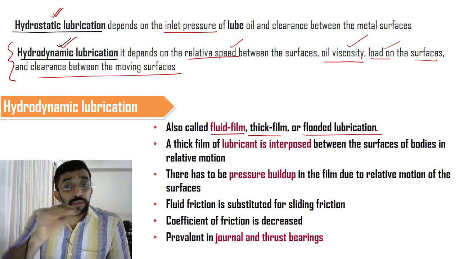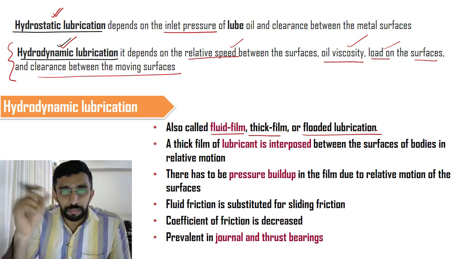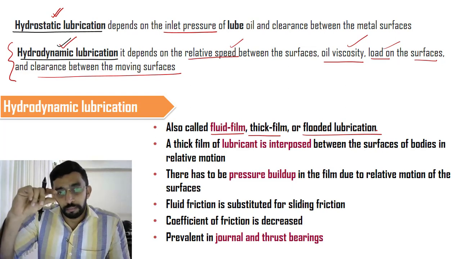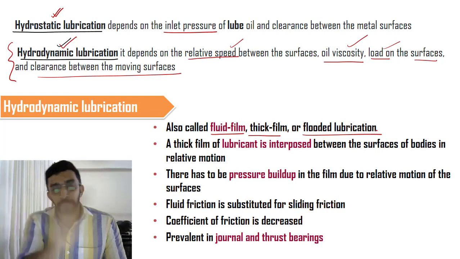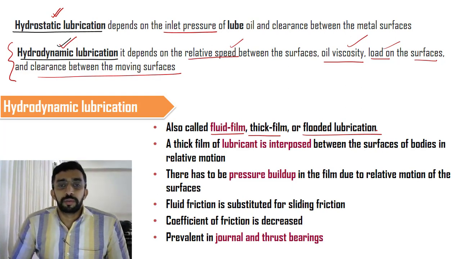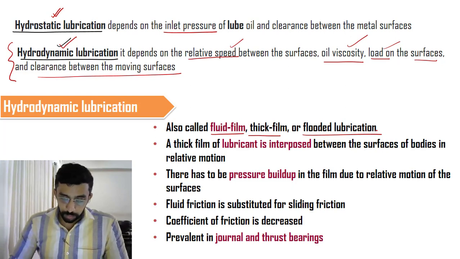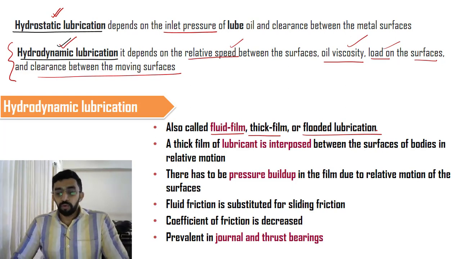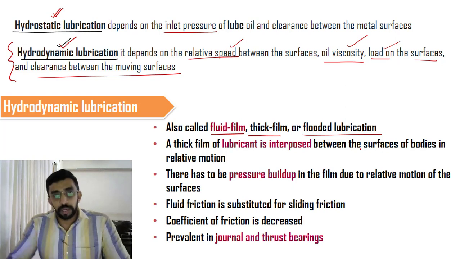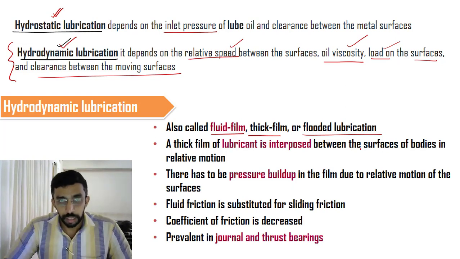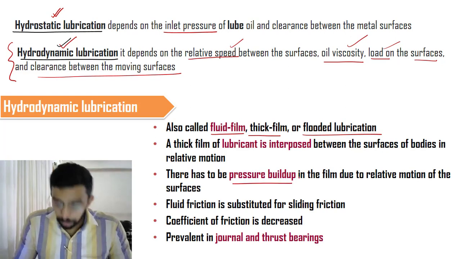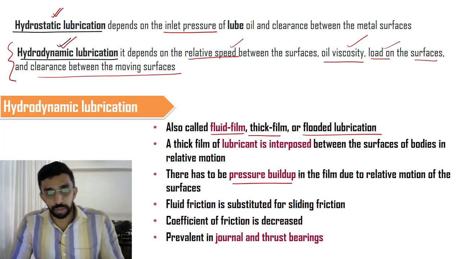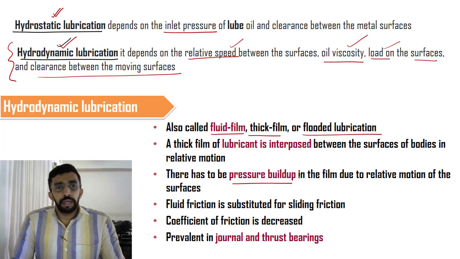So thick in the sense means we are not expecting anything in the range of mm. It is still at the micron level, but that micron level thickness is sufficient to separate the metal parts. So that is also called thick film lubrication. Now the thick film of lubricant is interposed. That's what I have told you, right? Just because of this, there will be a pressure build up in the film due to the relative motion.